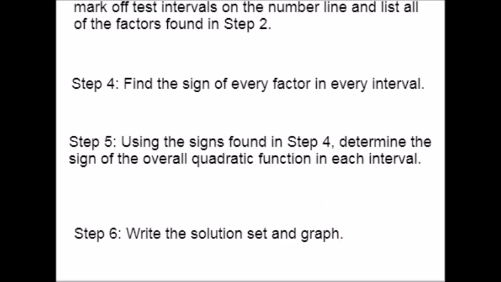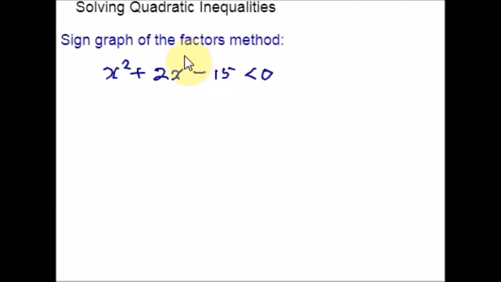Now let me take one example and help you solve that step by step, following the same steps. Here is an example. Here we are going to solve using a sign graph of factors, and we are supposed to write our answer in interval notation and graph the solution set. x squared plus 2x minus 15 less than 0. I'm going to show the solution step by step, the 6 steps we just discussed. After completing this example, you can get back to the 6 steps and have a review.